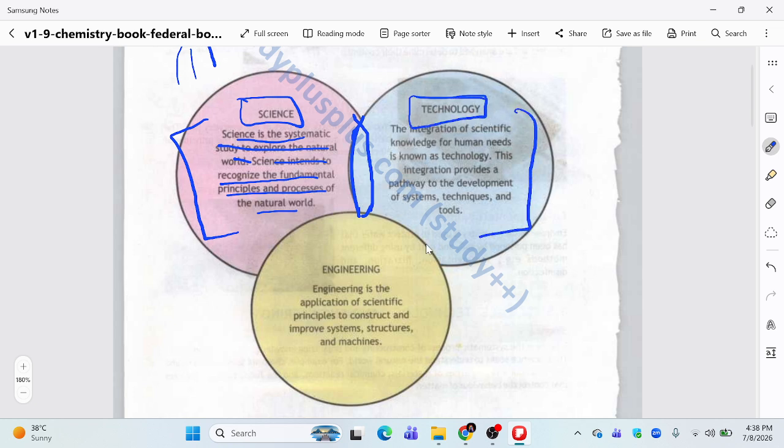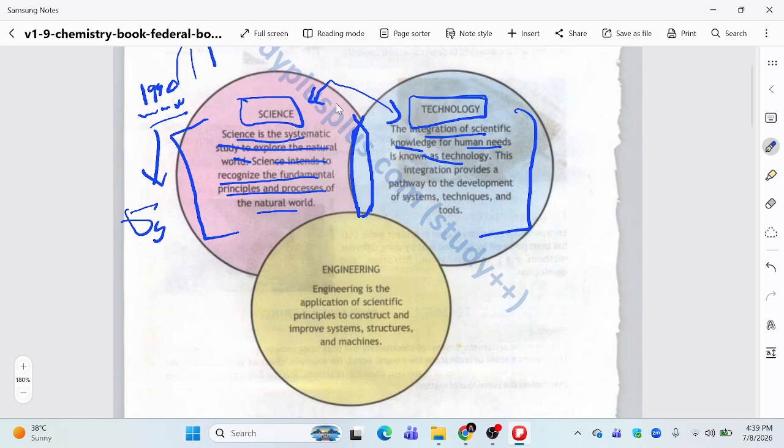Now there are major advancements in technology. For example, you can take the 1990s, when the World Wide Web was used. Now we are using 5G mobile networks. So these are all advancements of technology. The integration of scientific knowledge for human needs is known as technology. Scientific knowledge means that with the help of science and technology.